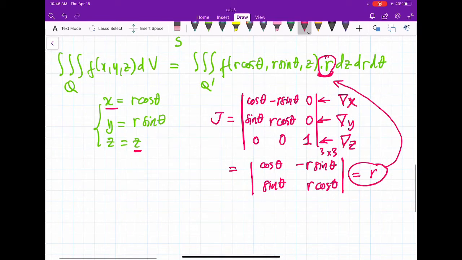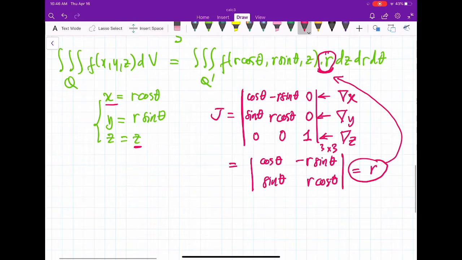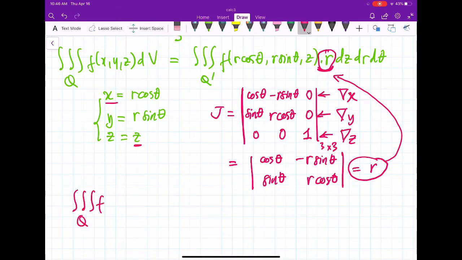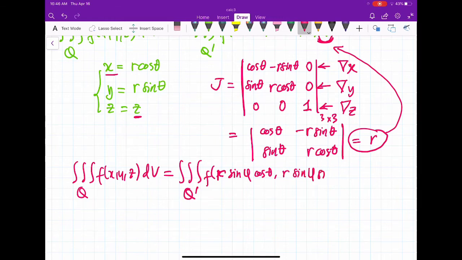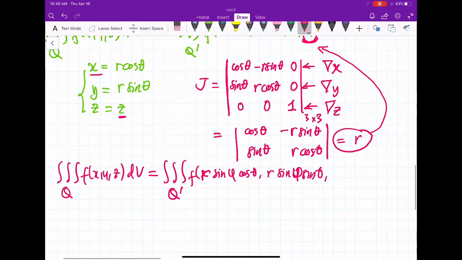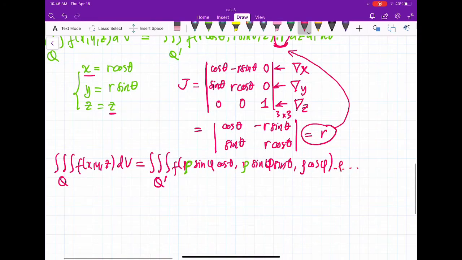Okay, so let's go for spherical coordinates. We need to verify the following formula: the triple integral over Q of f(x, y, z) dV equals the triple integral over Q prime of f of rho sine phi cosine theta, rho sine phi sine theta, and finally, we have rho cosine of phi. So remember that we multiply by rho squared sine of phi, right? When you go from rectangular to spherical, d rho, d phi, and d theta.